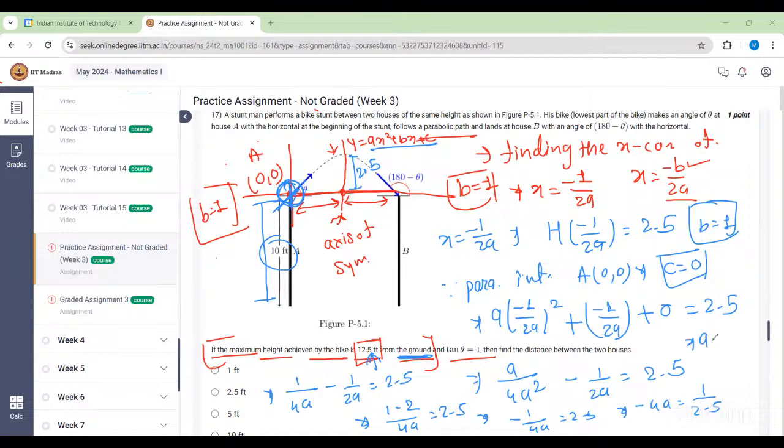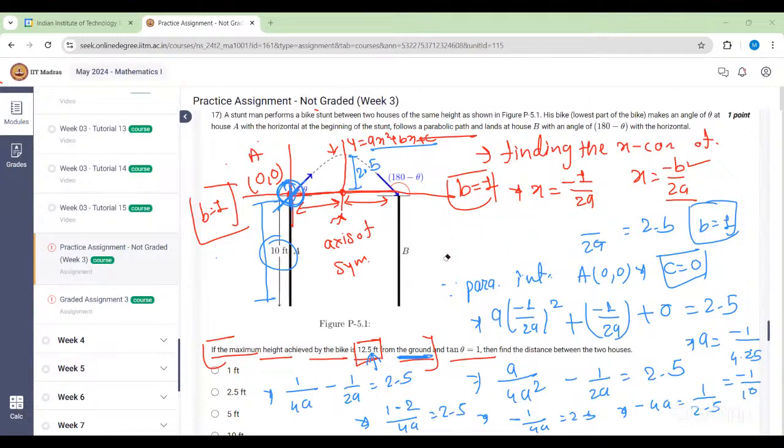So this implies minus 4a is equal to 1 by 2.5. So that means a is equal to minus 1 by 4 into 2.5, which is nothing but minus 1 by 10, because 4 into 2.5 is 10. So that means the value of a is minus 1 by 10. Is the value of a clear? How we find out the value of a?